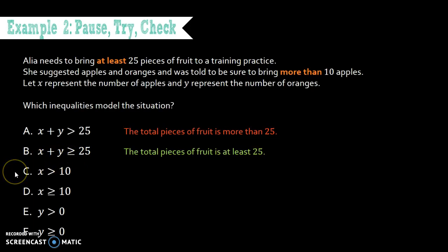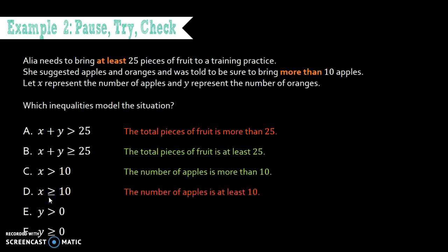Let's test out C. X, which would be apples, needs to be greater than 10. Yes, that does fit the problem. The number of apples does need to be more than 10. That helps us eliminate choice D. The number of apples cannot be equal to 10. She needs to bring more than 10. She can't bring exactly 10. So this inequality is out. We can't use that symbol.